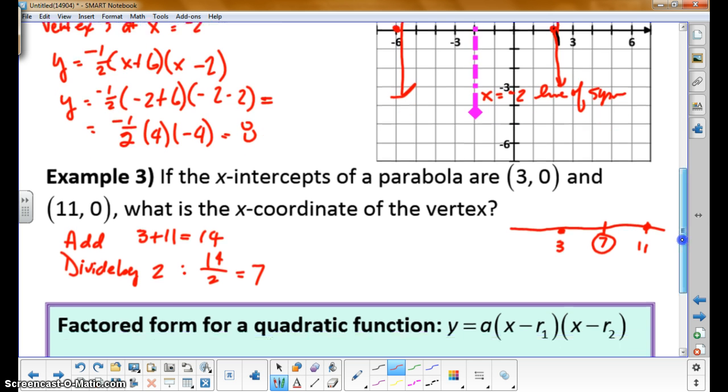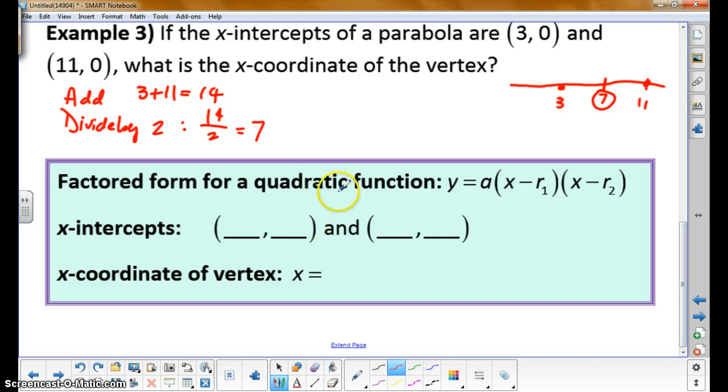So let's put this officially, and look at the factored form of a quadratic equation. This is something that is now a little bit familiar to you. We have an A, which would be the GCF. I'm not going to muddy the water here. So A would be the GCF, R1 is one root, and R2 is the other root.